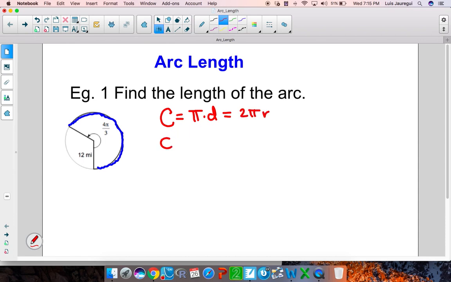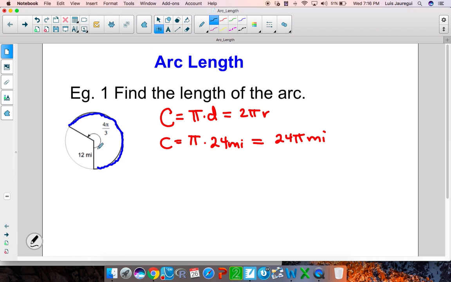Now here, my circumference is really just pi times the diameter. Notice since the radius is 12, I'm going to double that to get the diameter. So this is times 24 miles. Okay, so really your circumference is 24 pi miles. But keep in mind, that's the circumference for the entire circle. We don't want the whole circle though, okay?